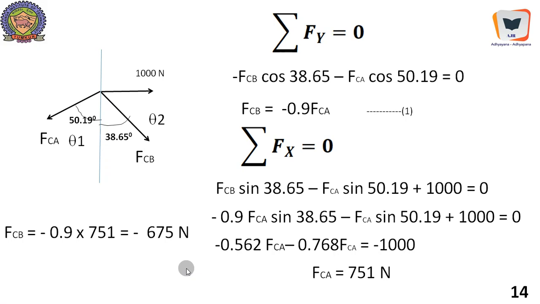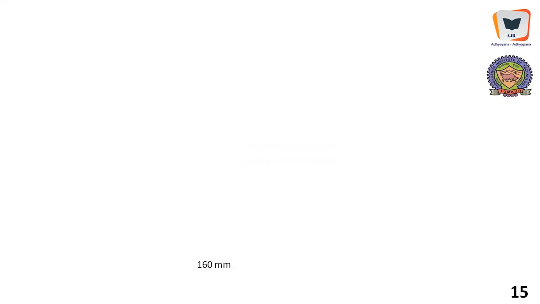Therefore, we will just reverse this force because it is suffering from compression, and this assumed direction is incorrect, because we have assumed that it is away from the joint. Away from the joint always connotes tension. So it should be replaced by a force FCB in this direction, acting at this particular joint.